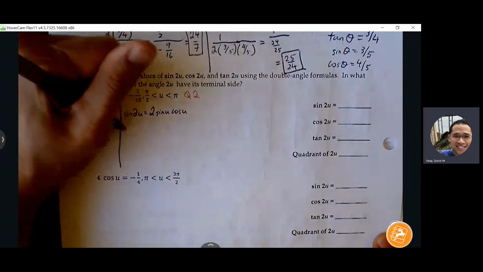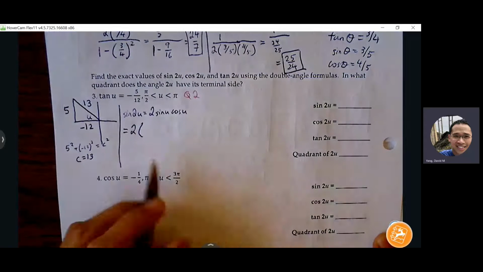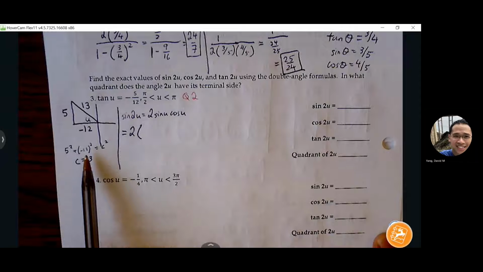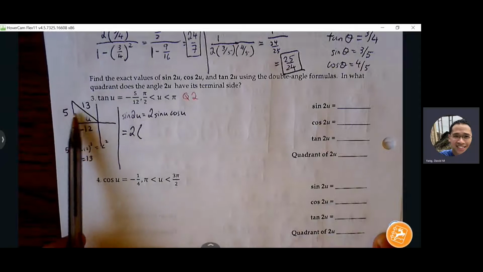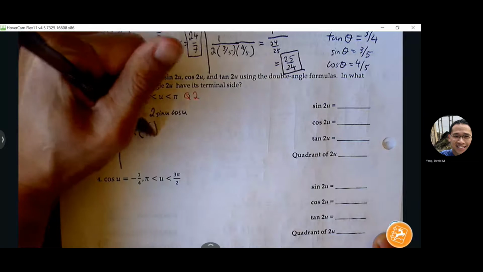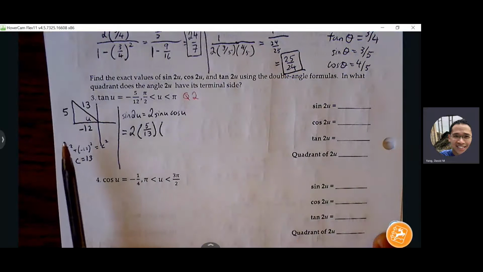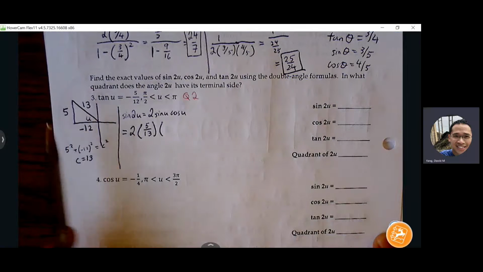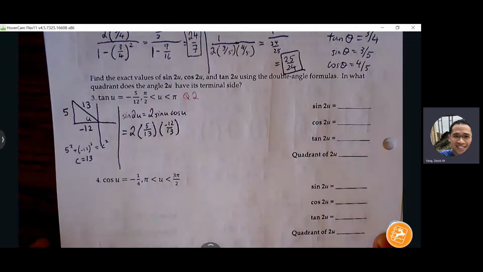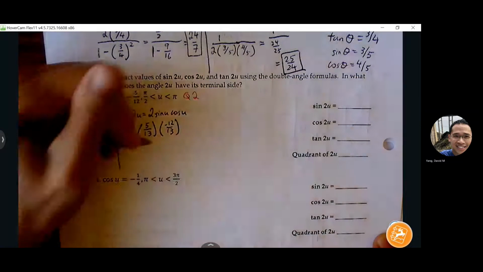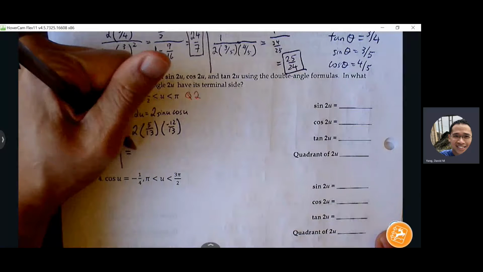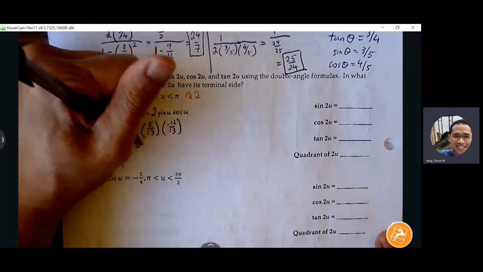Let's find the appropriate replacement for each of these trig functions. What's sine of u equal to? 5/13. Cosine of u? Negative 12/13. Make the calculator do the work for you. You basically have the answer, just have to get it down to a cleaner number.